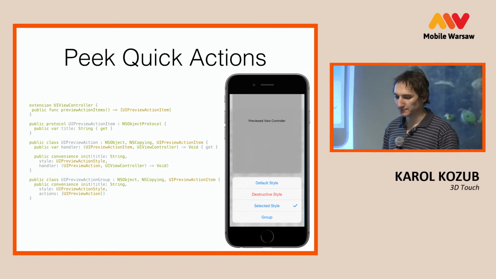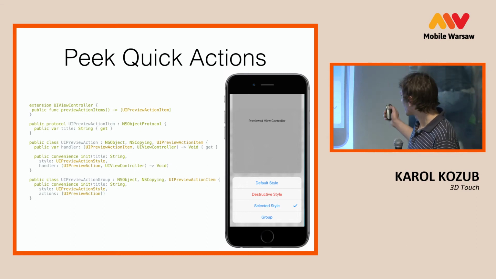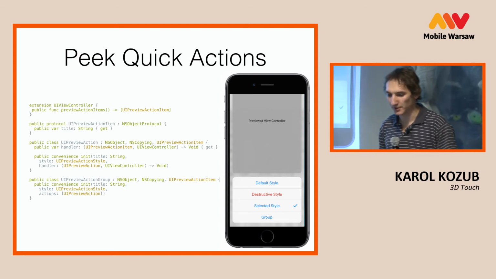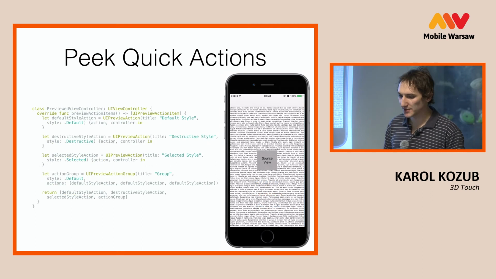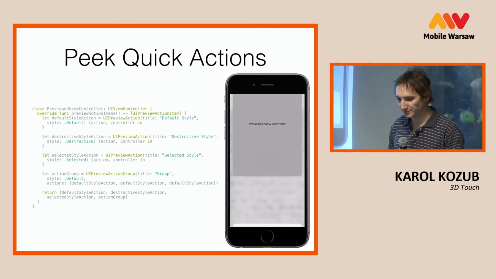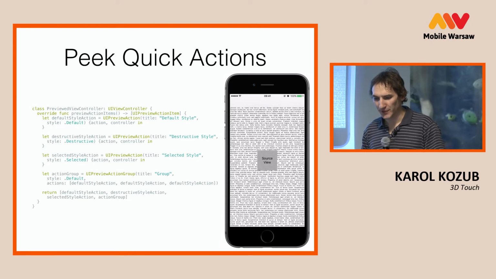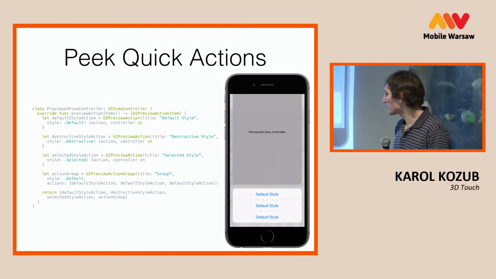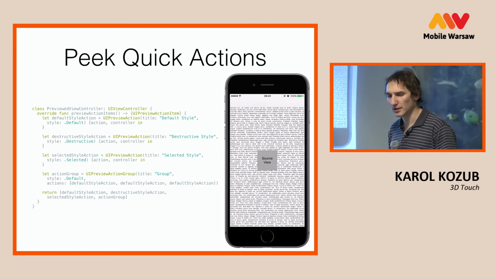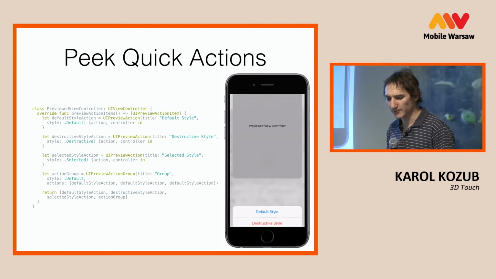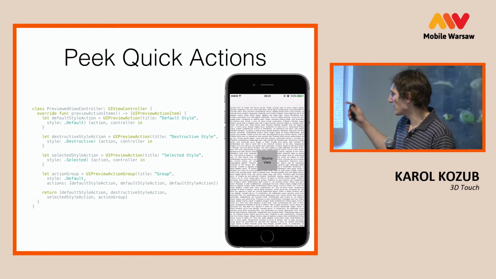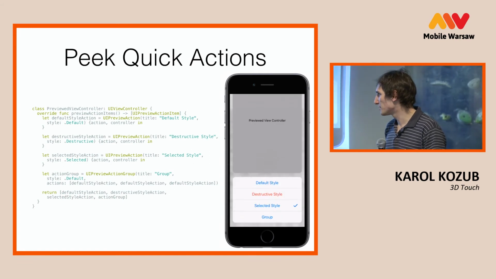So on the right, you can see an action with a default style, an action with a destructive style, an action with a selected style, and an action group with default style. Here is the example in action. We define three UIPreviewActions with empty handlers, and we define an action group with three actions in the array, all of which are the default style action.